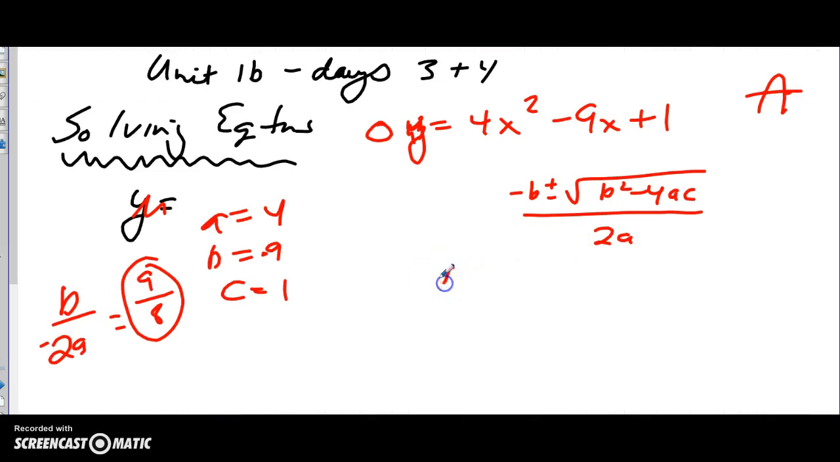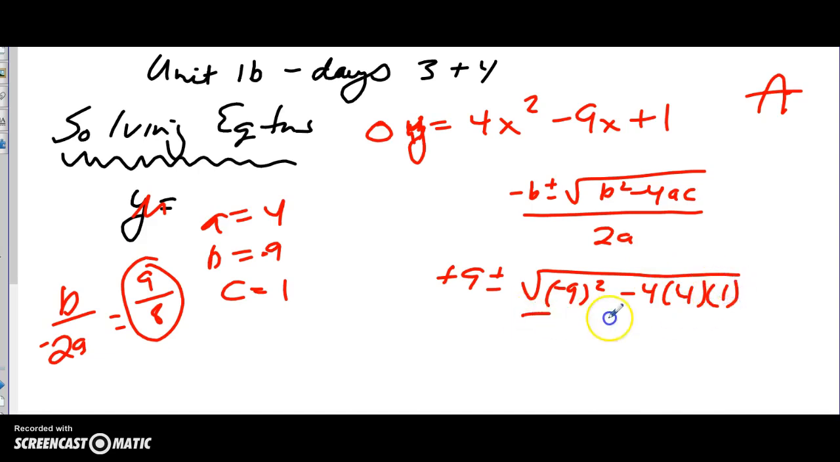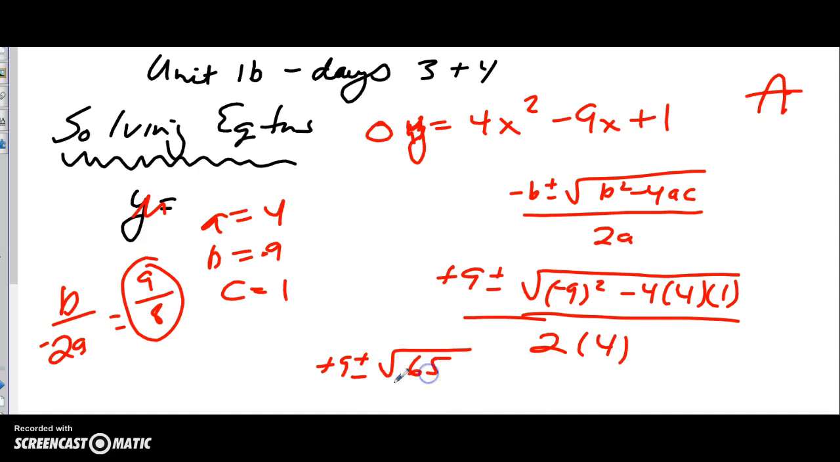I have minus b, which is then plus 9, plus or minus the square root of b squared, which is going to be minus 9 squared, minus 4 times 4, which is a, and c is 1. I'll put it there even though you might not need to, over 2 times 4. Let's clean that up a bit. That's plus 9, plus or minus, let's do this in one step, 81 subtract 16 is what, 65? I hope it is. So that's that, all over 8. Now that's my final answer.